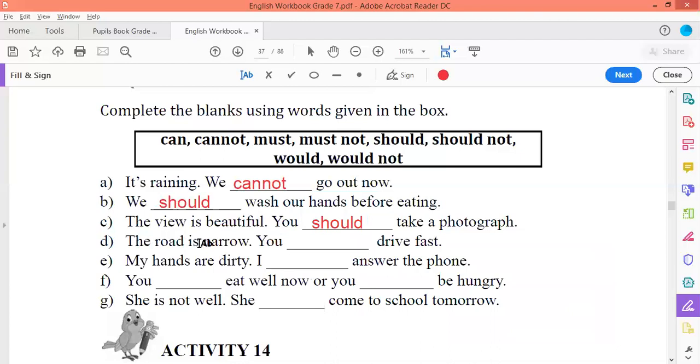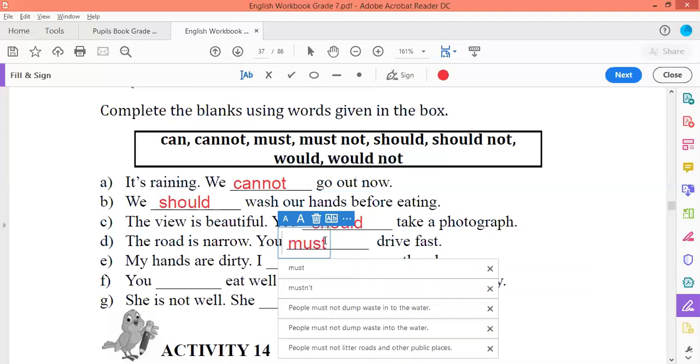The road is narrow. You blank drive fast. Should not. Yes, you must not. It's very dangerous. It's really critical, if he doesn't follow these instructions, it can be really dangerous. So in that kind of situation, you can say must not.